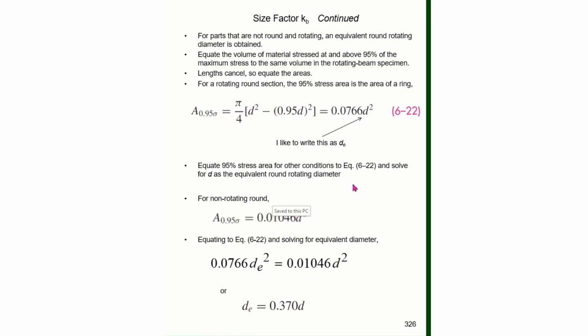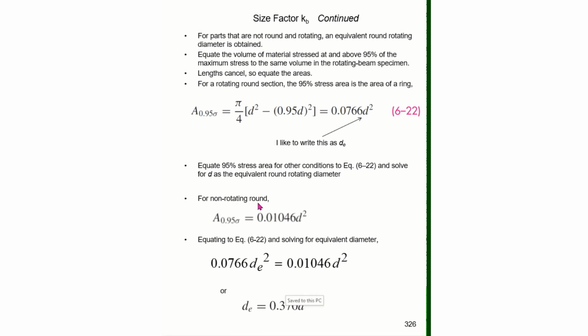Now what we do is we take the other geometries that we're interested in and we set them equal. We figure out what their 95% stress area is, and we set that equal to this 95% stress area for the round rotating bar. So equate the 95% stress area for other conditions to equation 6.22 and solve for d as the equivalent round rotating diameter.